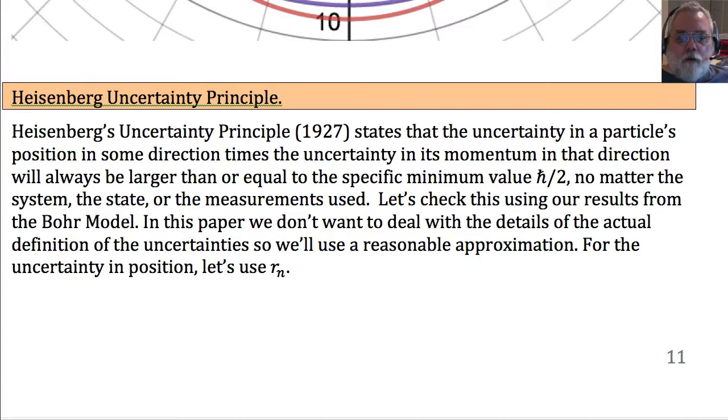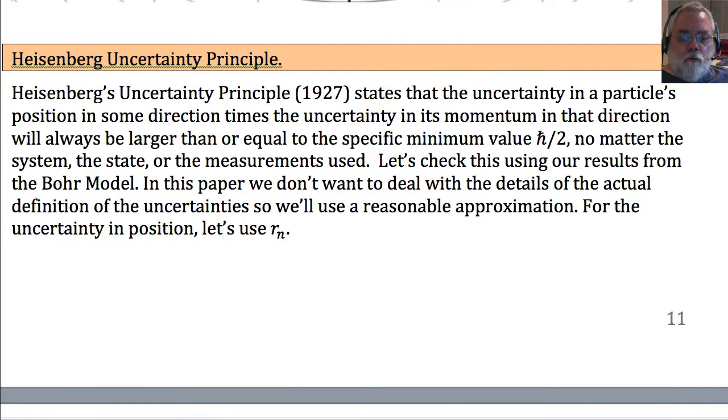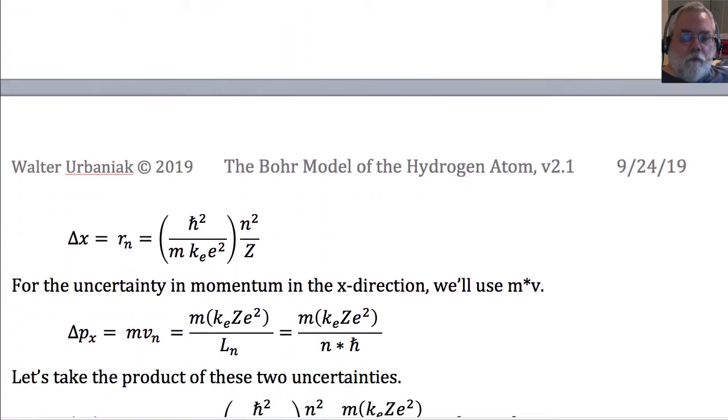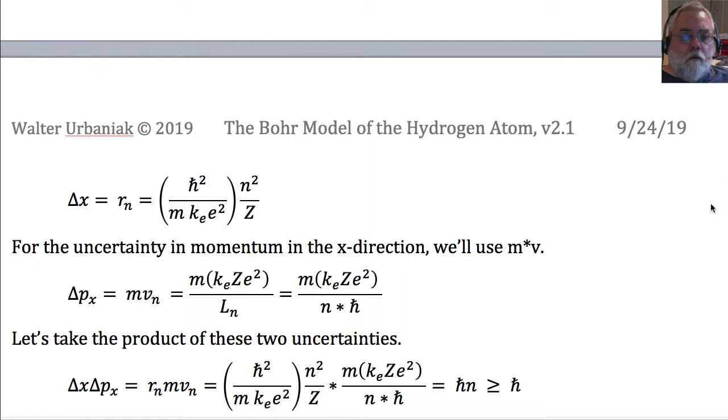In this paper, we don't want to deal with the details of the actual definition of the uncertainties, so we'll use a reasonable approximation. For the uncertainty in position, we'll use the radius, r sub n. For the uncertainty in momentum in the x direction, we'll use mass times the velocity, v sub n.